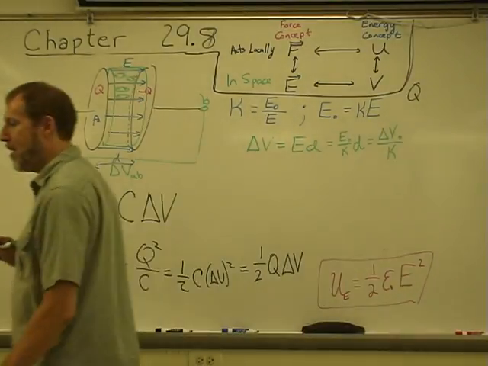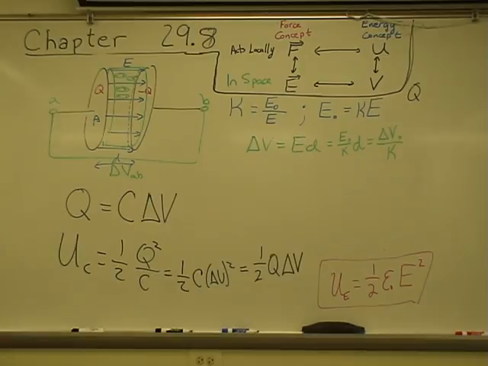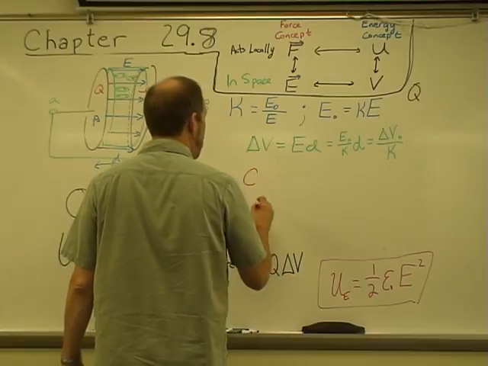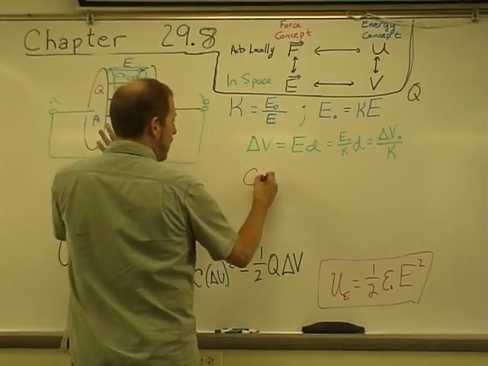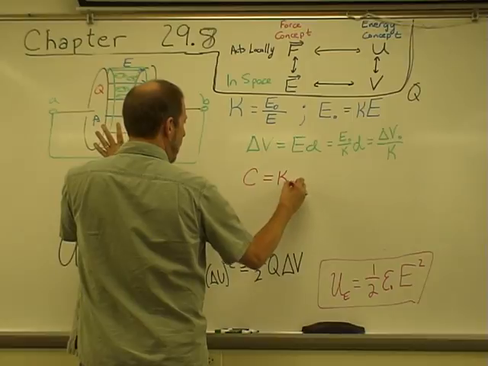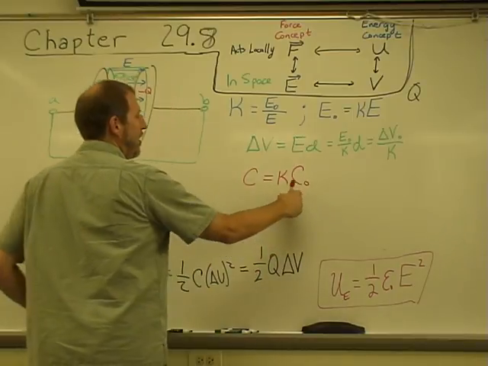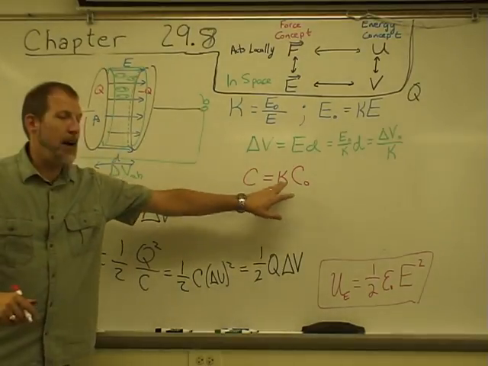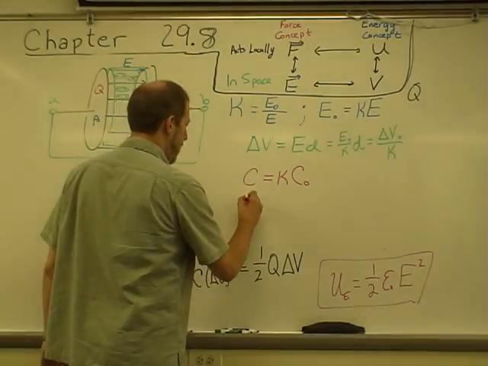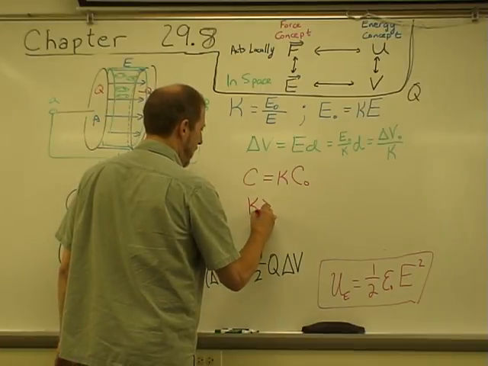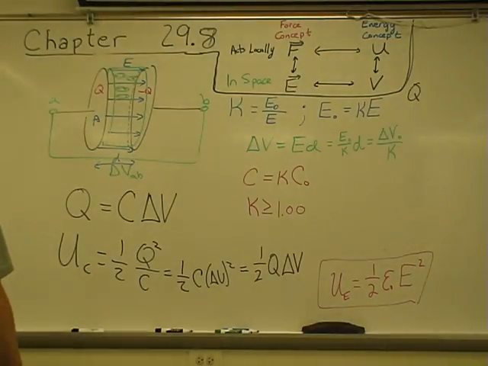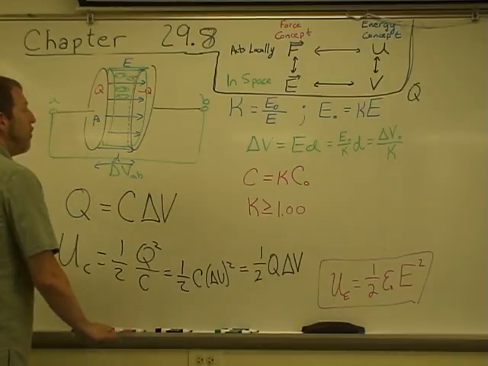So then if I take this in the same way, the capacitance of the capacitor now will be equal to the capacitance of the capacitor with empty space between times kappa. Now, kappa will be 1 for a vacuum and darn close to 1 for air. For other materials, kappa will be above that value.